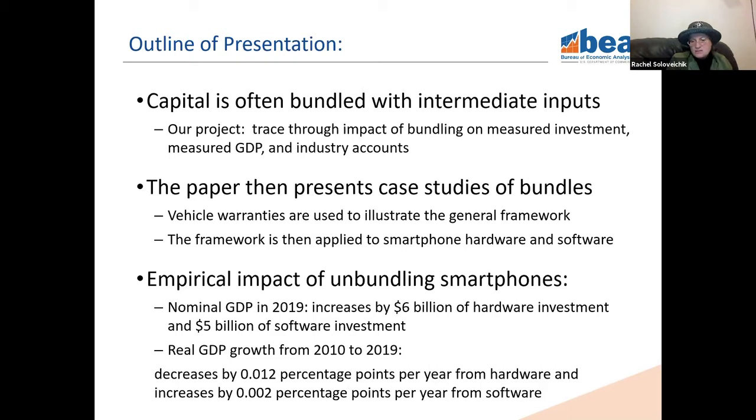And so what we find is if you unbundle smartphones, you actually have an impact of increased investment, and you also have some changes to real GDP growth. Are not by themselves critically about smartphones. And if you do it as a share of the telecommunications industry, it's, of course, much larger.